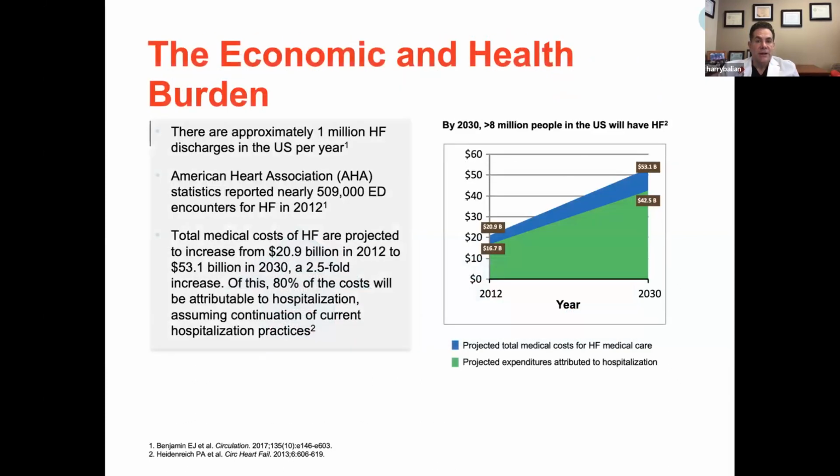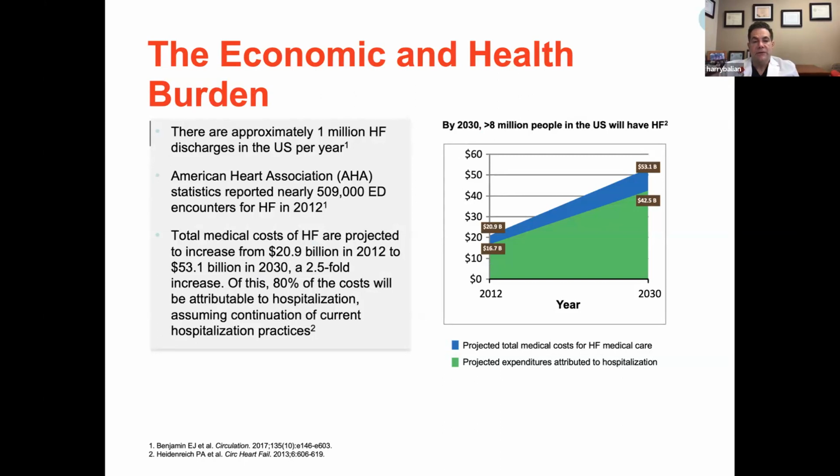Again, as I mentioned, economic and health burden for heart failure: there are approximately 1 million heart failure discharges in the US per year, and this number is increasing as time goes along, and we're not doing a good job in curtailing these heart failure discharges and readmissions. A lot of times when patients are in the hospital with heart failure, they're getting their Lasix and diuretics. Their water retention is basically getting better, but they're not fully treated for their heart failure as they should be. So it's a revolving door.